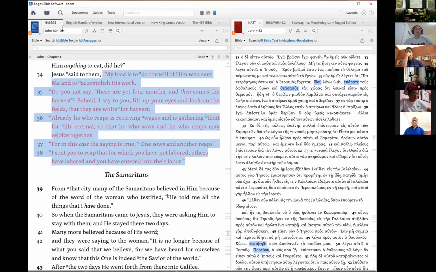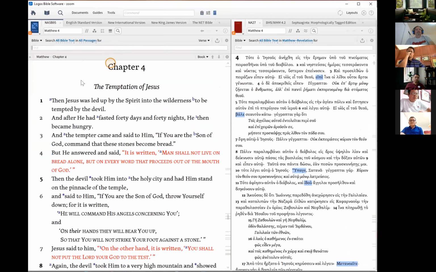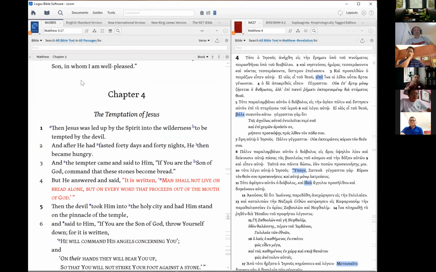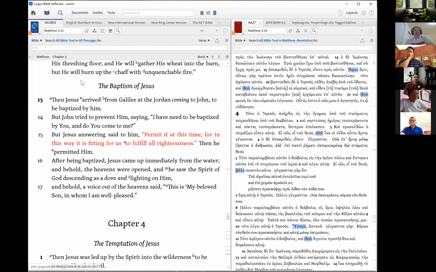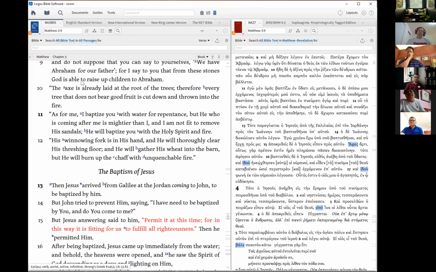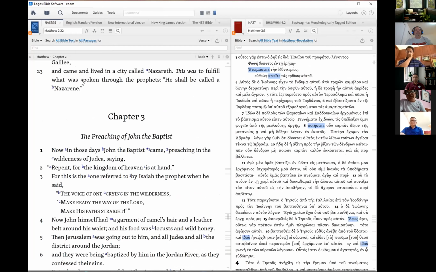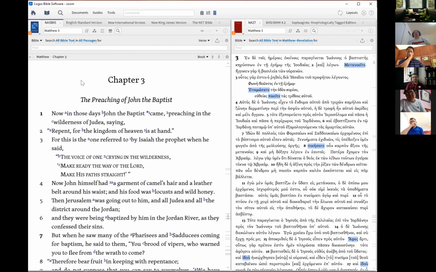Let's go to a well-known instructional passage in the gospel. But first, we remember in Matthew's gospel that Matthew goes through and starts with the genealogy, and then he goes through the birth account with Mary and Joseph, and then he starts in chapter 3 with John the Baptist.